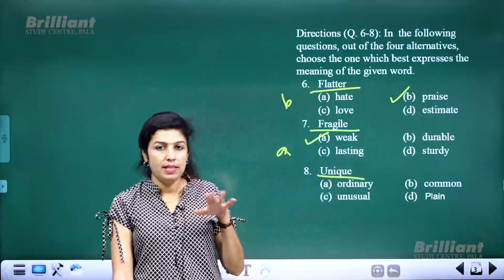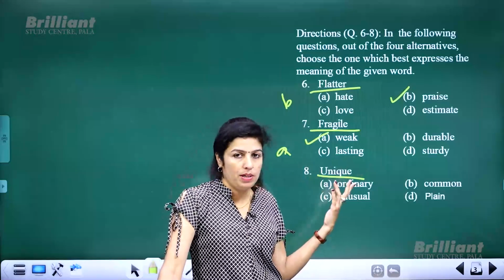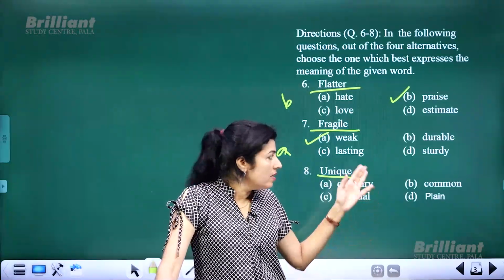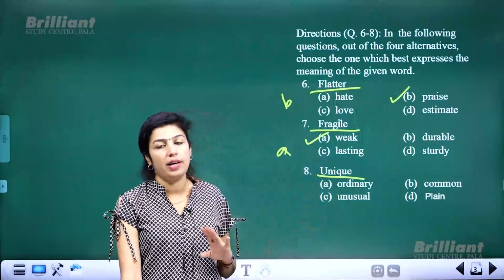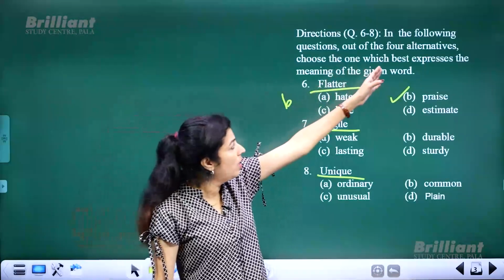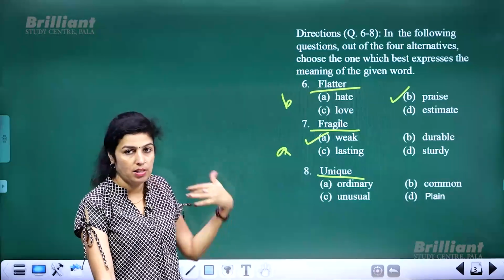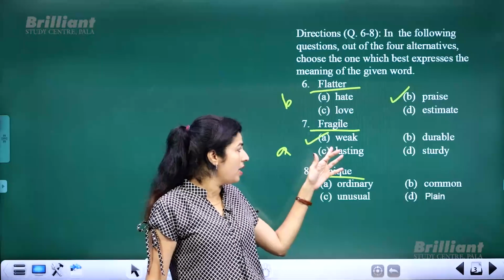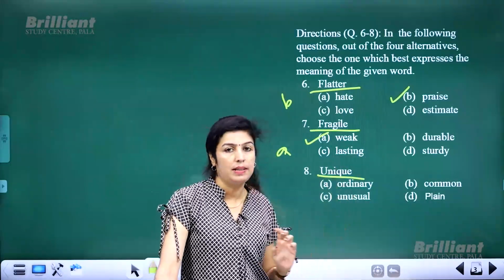Durable and lasting mean the same thing, something which lasts for long. Durability also is that long lasting effect. Sturdy means strong. Those are the words opposite to the word fragile, and we are asked to find a word which best expresses the meaning. That means we have to find the synonym. So the synonym for fragile is weak, not lasting or durable or sturdy, which are opposites.